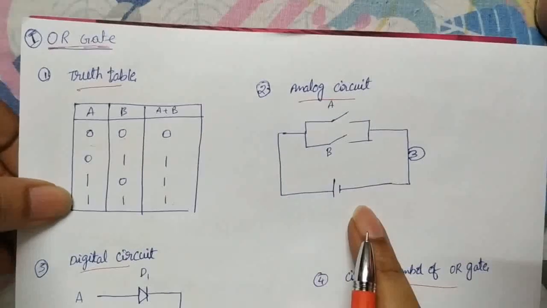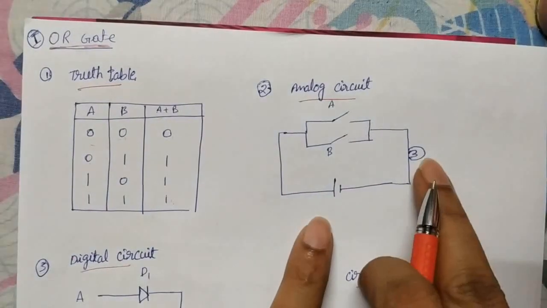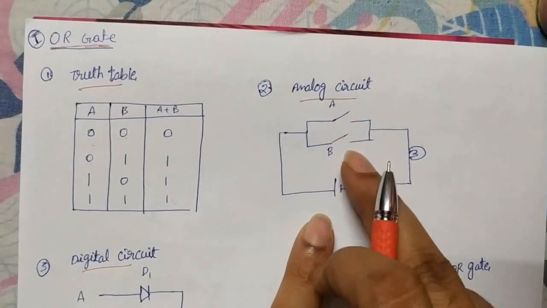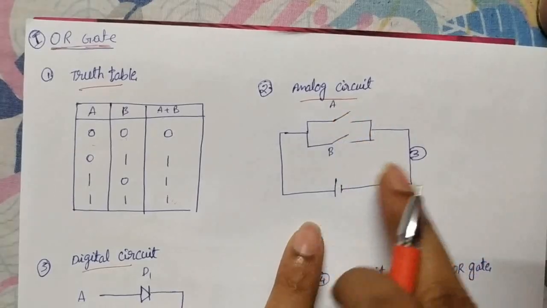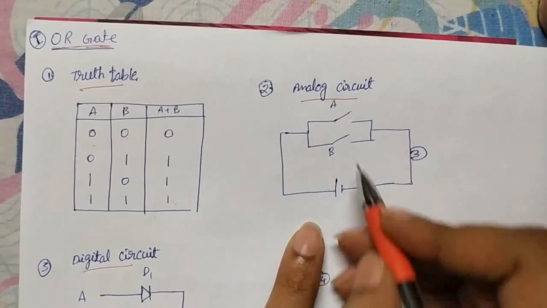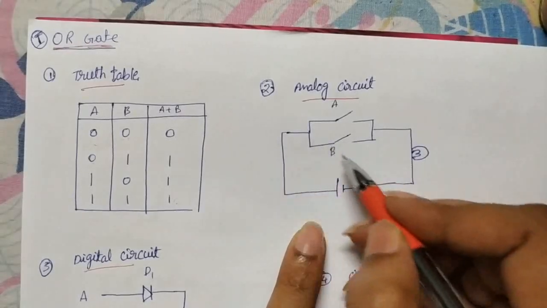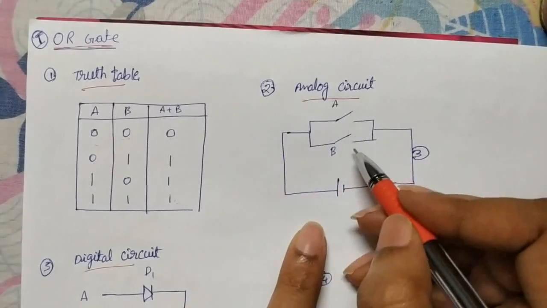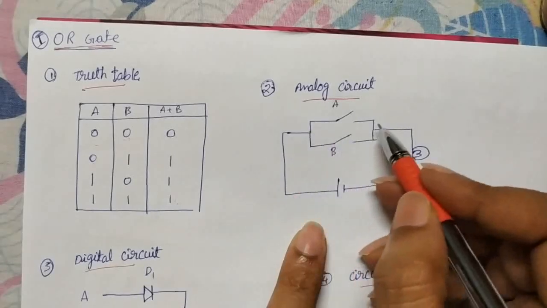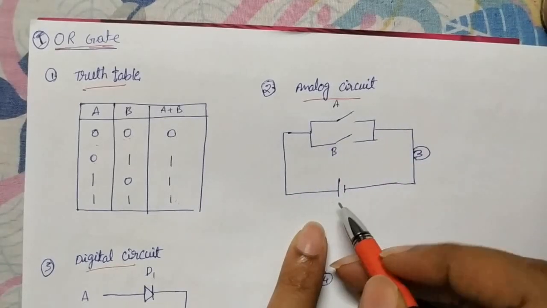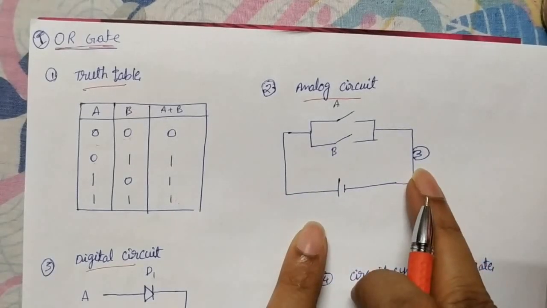And now the analog circuit you see. To make this bulb work, you can close any one of the switches. Suppose both are open, it won't work. Why? Because current is not flowing. Suppose you close this and current flows like this, it works. If you close this, current flows like this, it works. Even if both are closed and current flows both ways, the bulb works. Whether current is flowing or not, that is only what we are checking here.